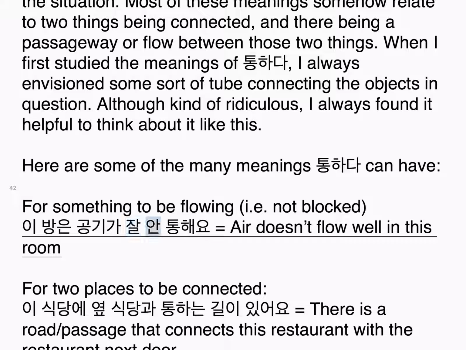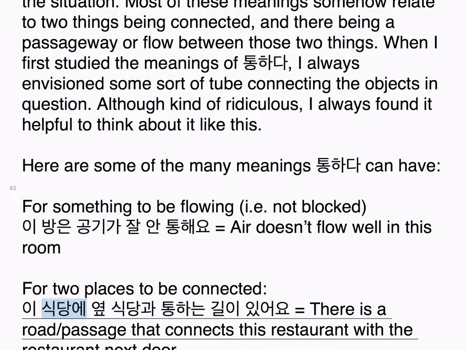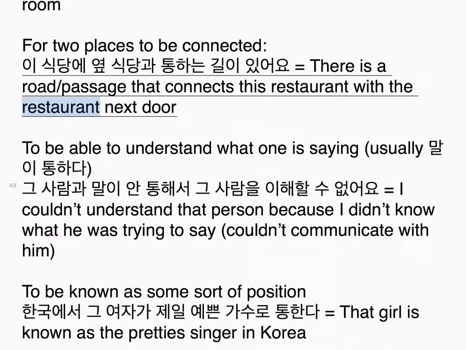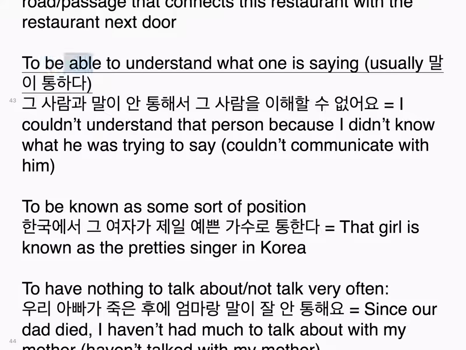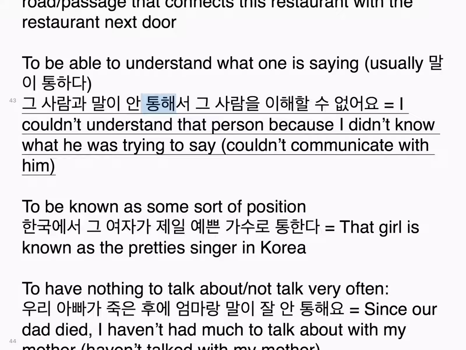For two places to be connected. 이 식당의 옆 식당과 통하는 길이 있어요. There is a road passage that connects this restaurant with the restaurant next door. To be able to understand what one is saying, usually. 말이 통하다. 그 사람과 말이 안 통해서 그 사람을 이해할 수 없어요. I couldn't understand that person because I didn't know what he was trying to say, couldn't communicate with him.